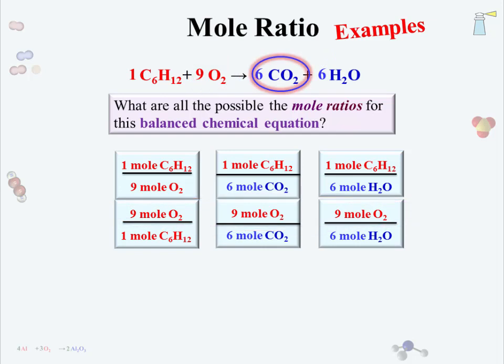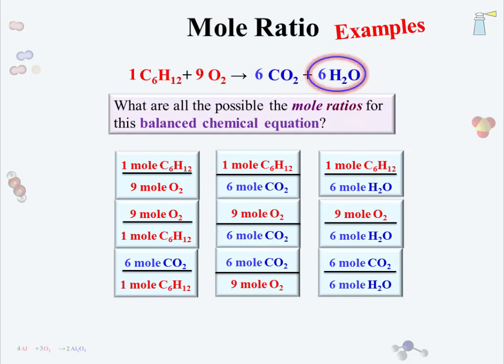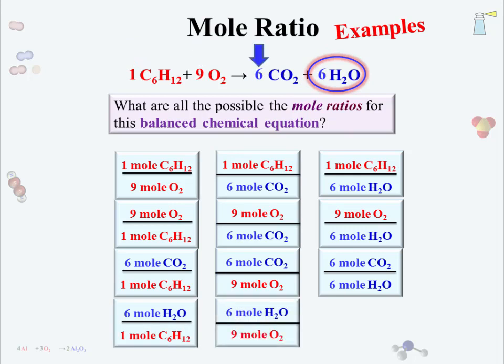For the carbon dioxide, in the numerator of the mole ratio, there is 6 moles of carbon dioxide for every 1 mole of C6H12. 6 moles of carbon dioxide for every 9 moles of O2, and a 6-to-6 ratio with water. There is no consideration of whether a compound is a reactant or product. Finally, there is the 6 moles of H2O. It forms mole ratios in the same manner as the other 3 compounds.